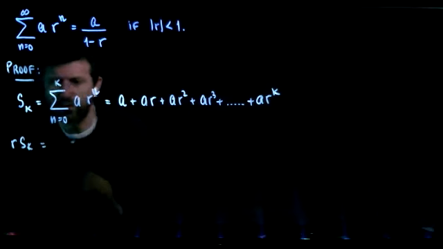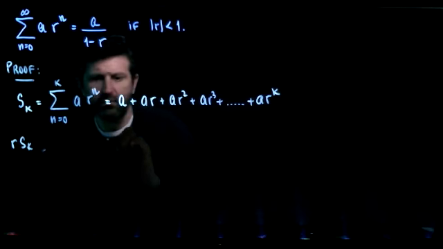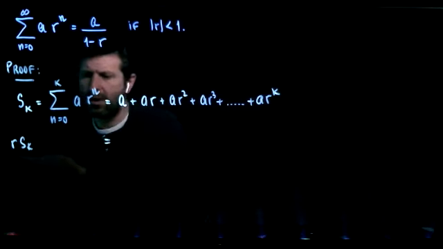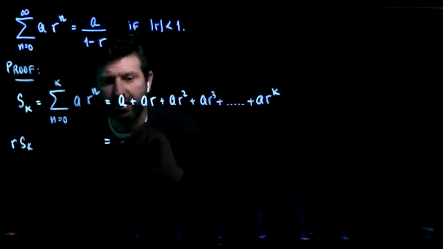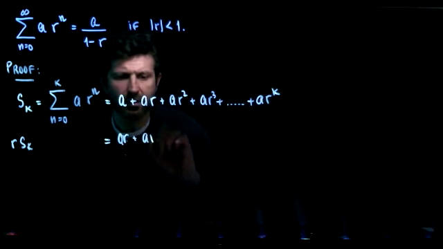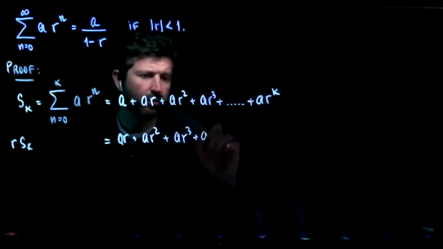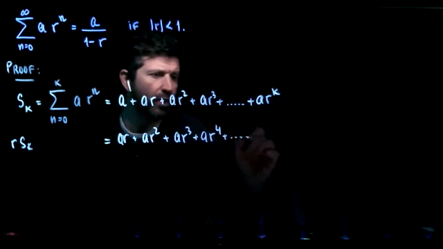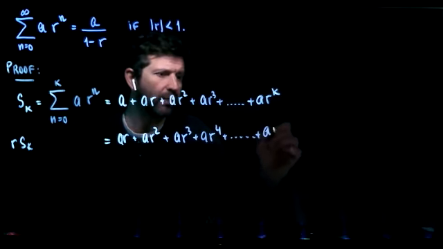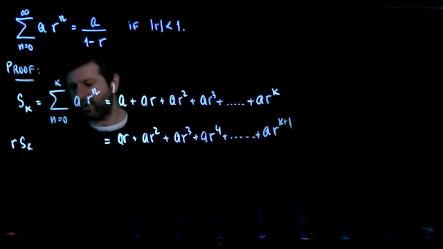s_k is what? R times s_k is just, if I multiply everything by r, I'm going to get ar plus ar squared plus ar cubed, right? I'm just multiplying every term by r. ar to the 4 plus, until the last term here will be ar to the k plus 1. Do you have any questions about this?